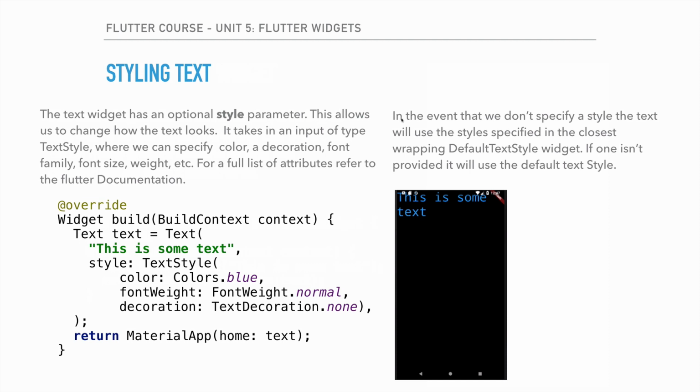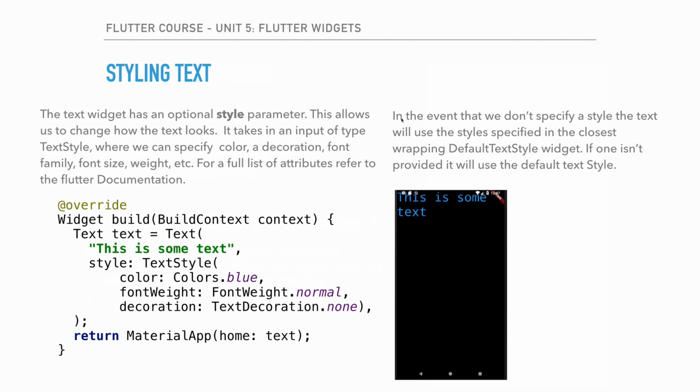If one isn't provided, it will use a default text style. So essentially, this just means that it will use the default text style widget. So we can wrap a widget in DefaultTextStyle with some default text styles, and then all the text styles inside that DefaultTextStyle widget will actually be of that text style.